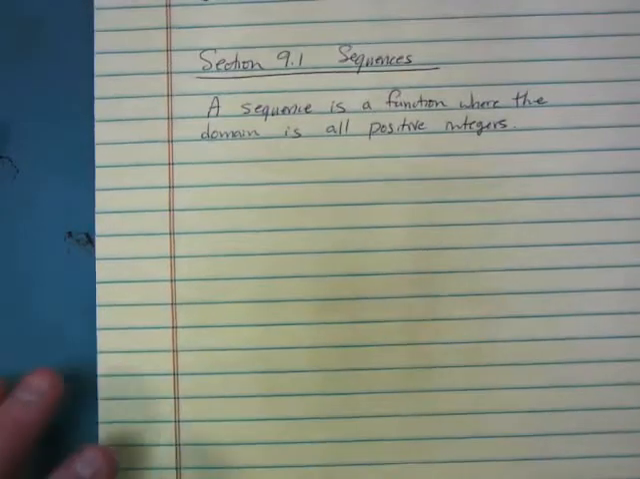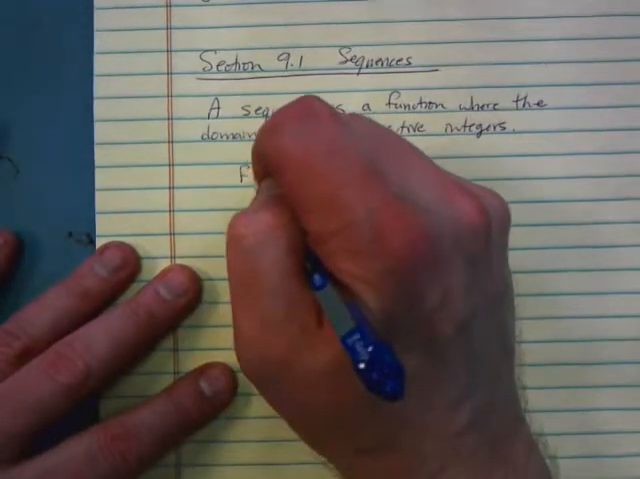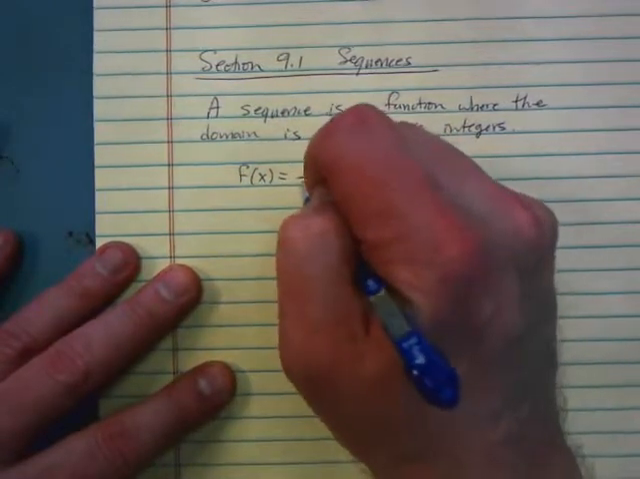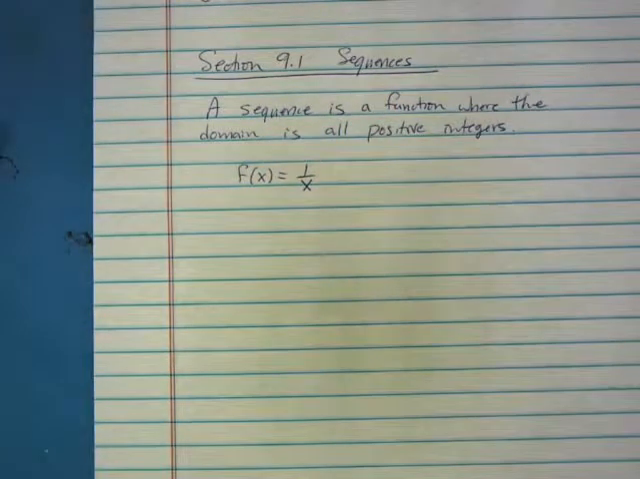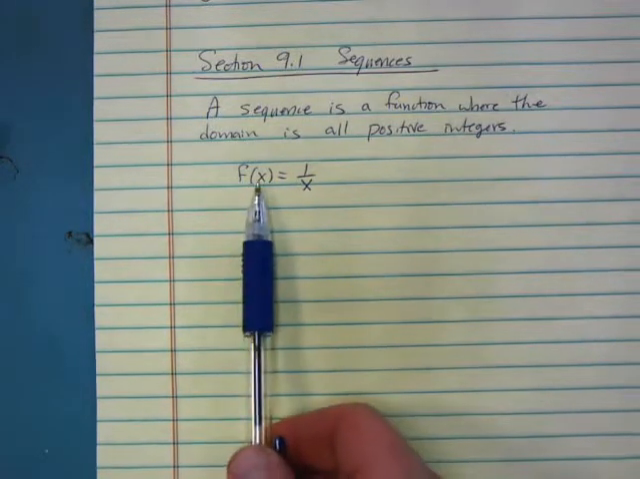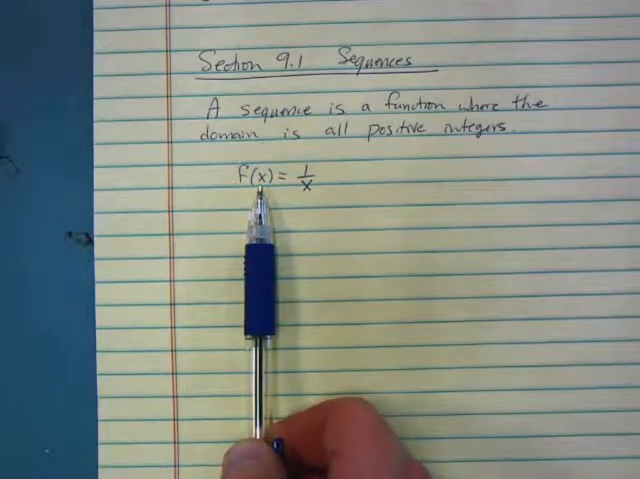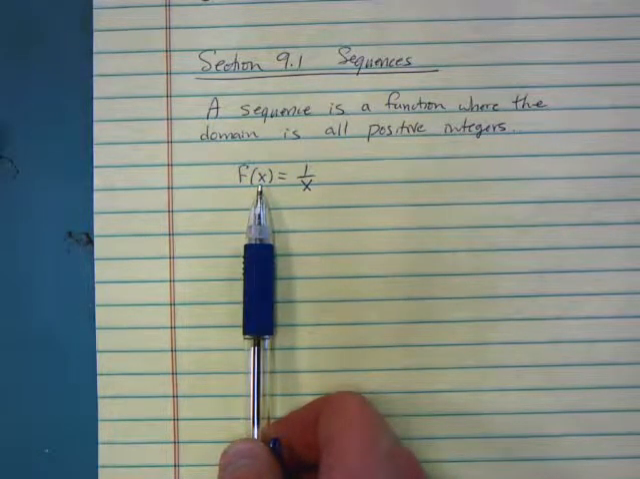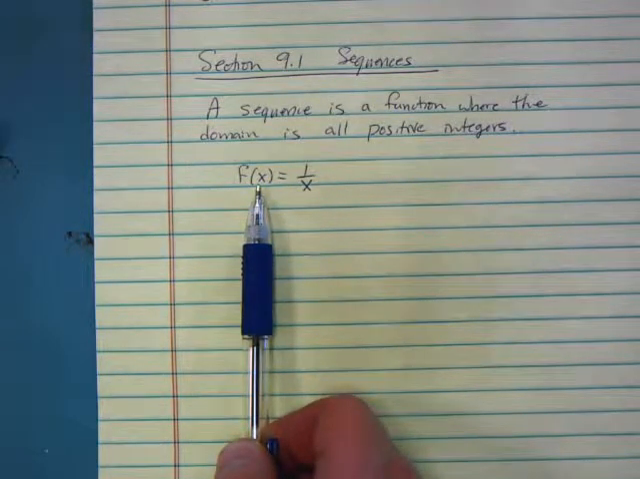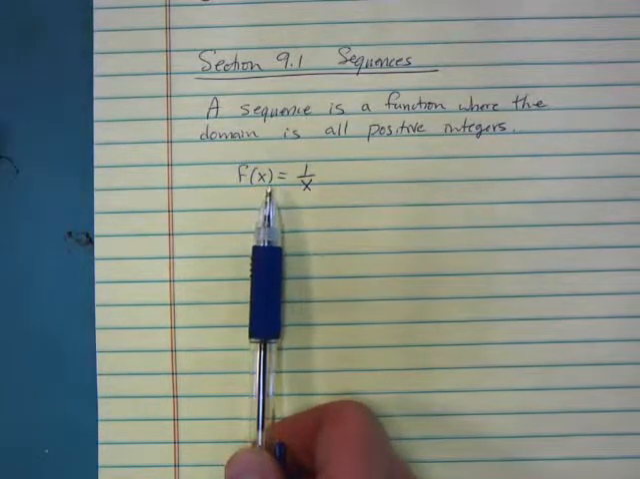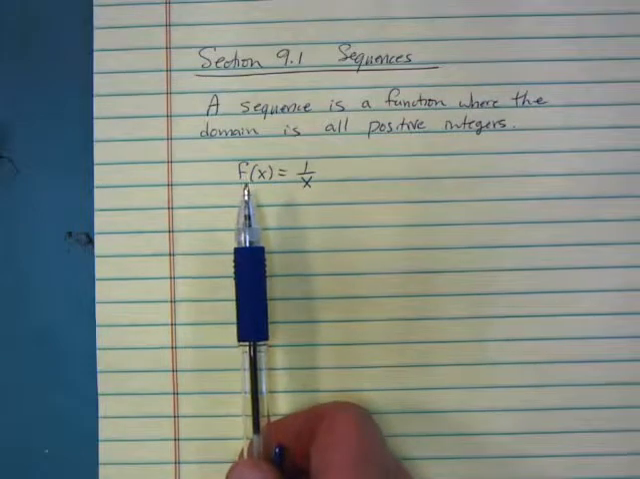So, for example, I might give you a function. I might tell you the function is f of x equals 1 over x. That doesn't look like a sequence, but if I tell you the domain is only positive integers, then what am I telling you about numbers you can plug in for x? All positive numbers? No, not all positive numbers. And what are the positive integers? 1, 2, 3, 4. Those are the only numbers you can plug in. You can't plug in a half, you can't plug in pi, and so on and so forth.